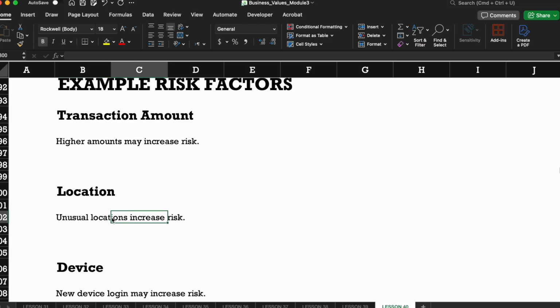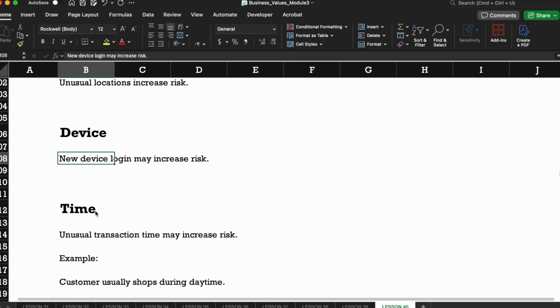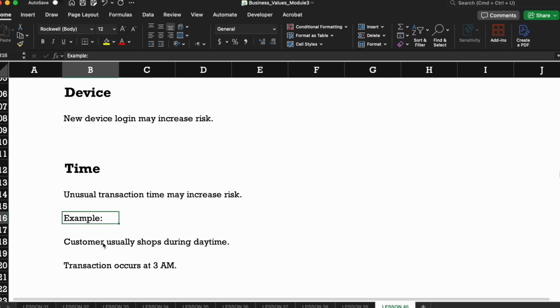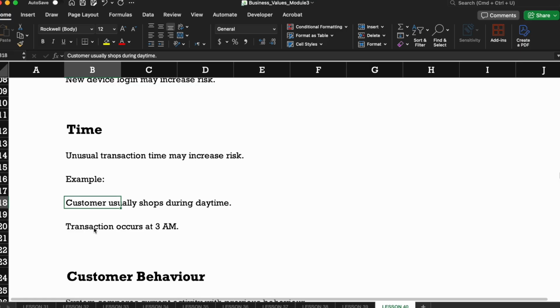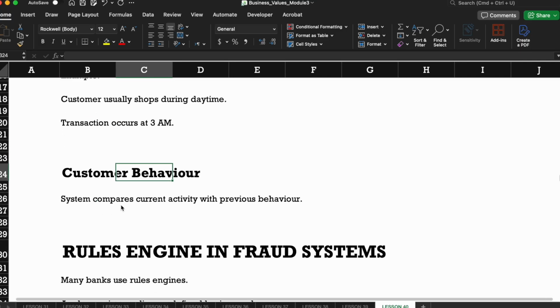Location: an unusual location increases risk. A new device login may increase risk. Time: an unusual transaction time may increase risk. Example: the customer usually shops during daytime, but the transaction occurs at 3 a.m. Customer behavior: the system compares current activity with previous behavior.